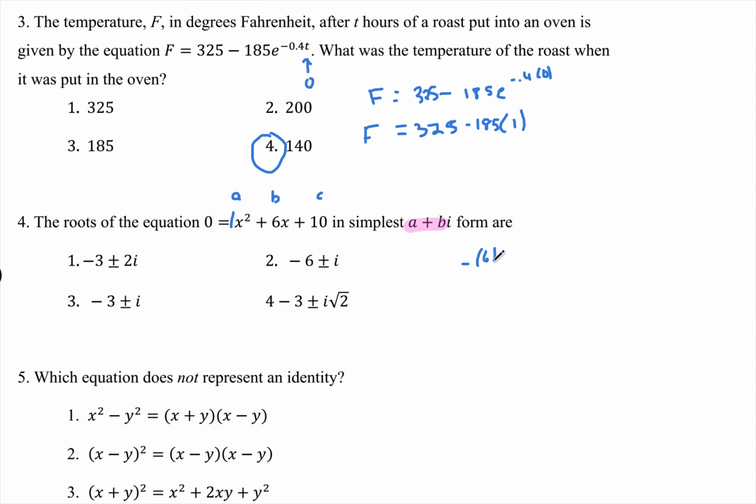So I'll do it one more time. Negative B plus or minus the square root of B squared, which is 6 squared, minus 4 times A, which is 1, times C, which is 10. That's all underneath the square root, and that's a 6 in parentheses, all over 2 times A. When I do this math, I got negative 6 plus or minus the square root of, if I put 6 squared minus 4 times 1 times 10 in my calculator, negative 4, all over 2.